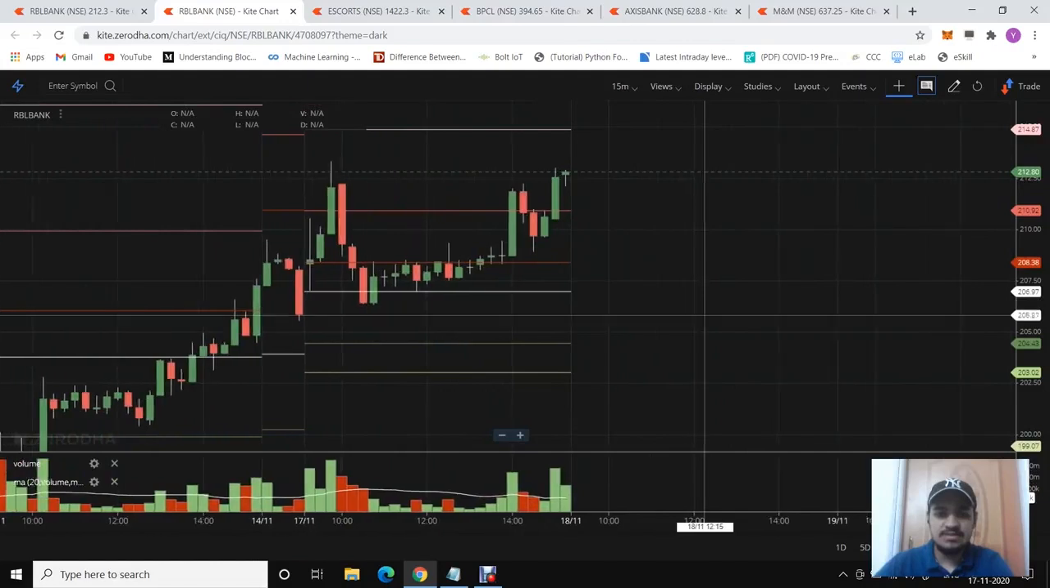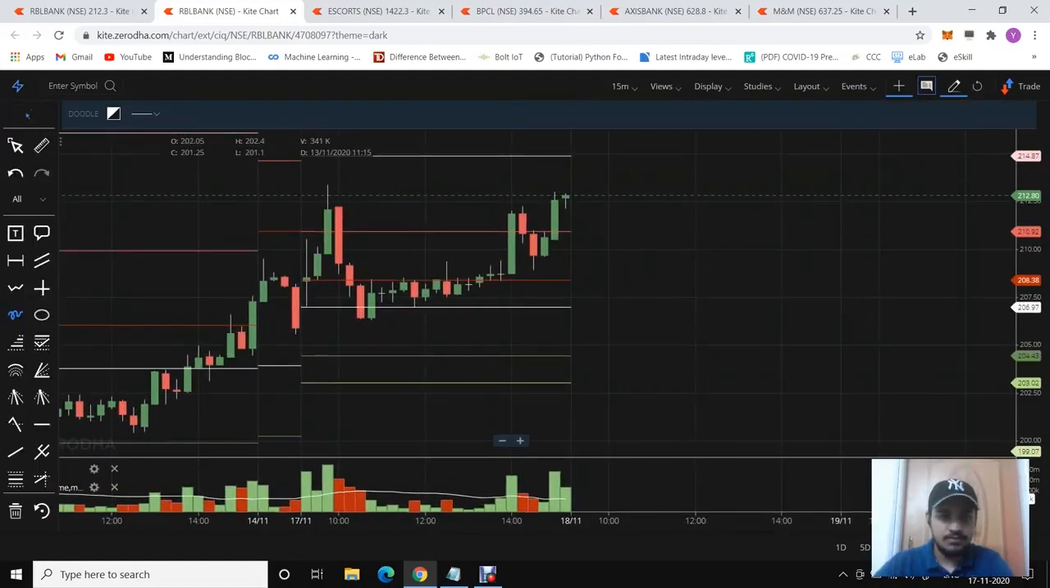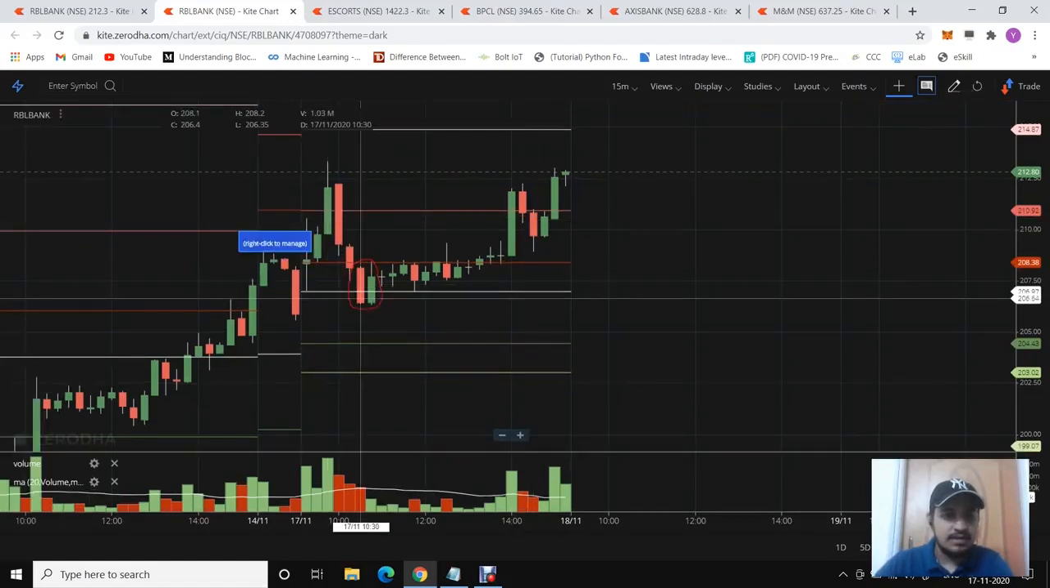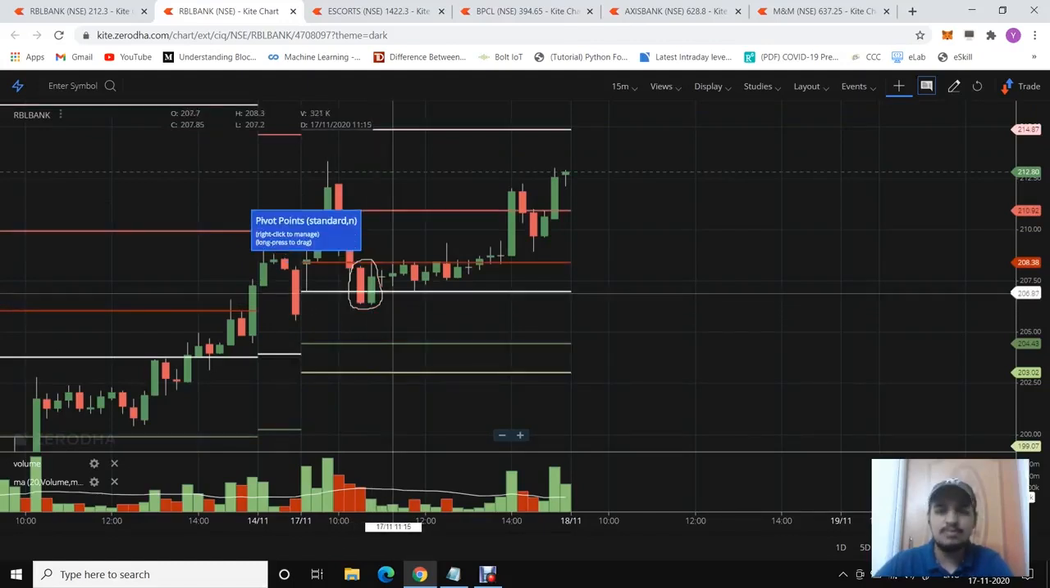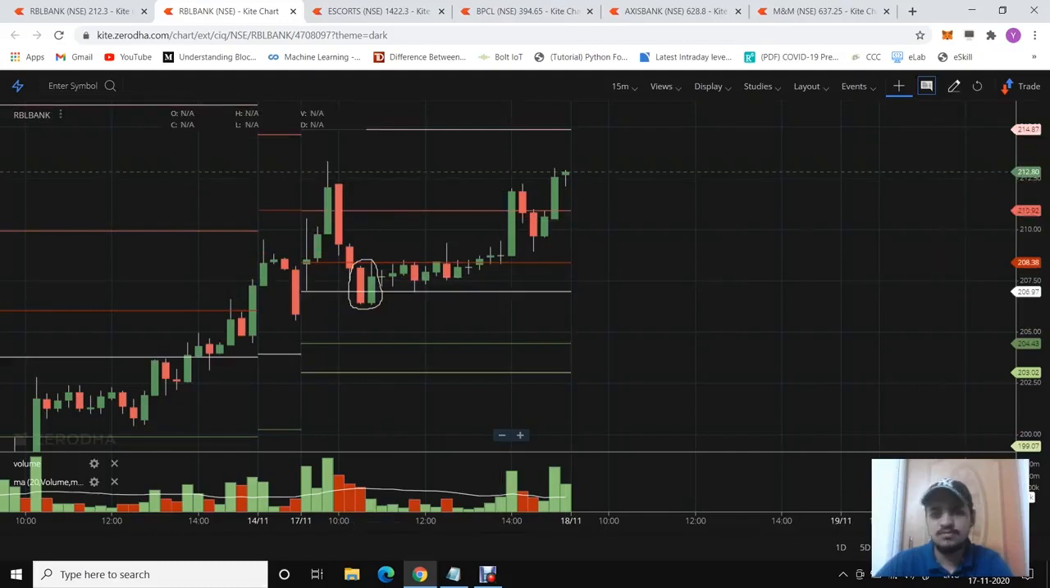So let's say for some reason you went long here, okay. The reason here actually is a piercing, alright. This looks like kind of a piercing. Let's just confirm it. So this candle closed at 206.4. This one opened at 206.4. Okay, so there's no gap down. So this is not a piercing.